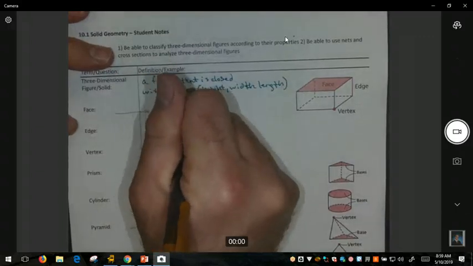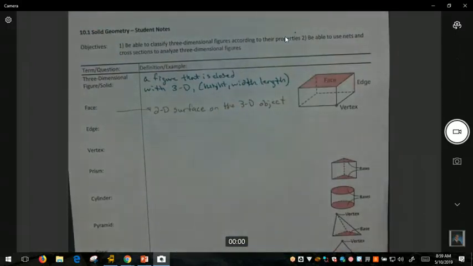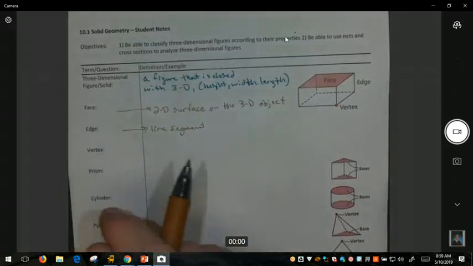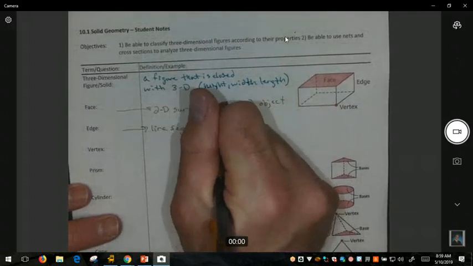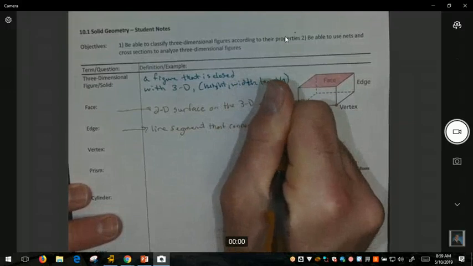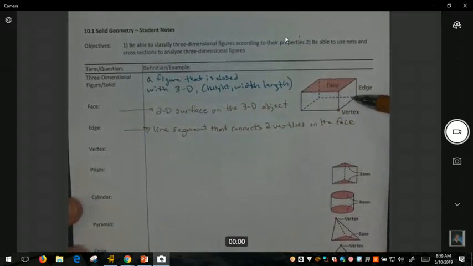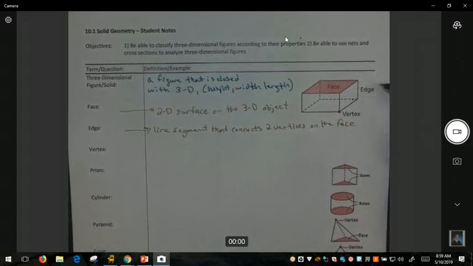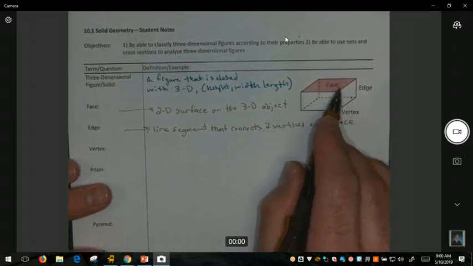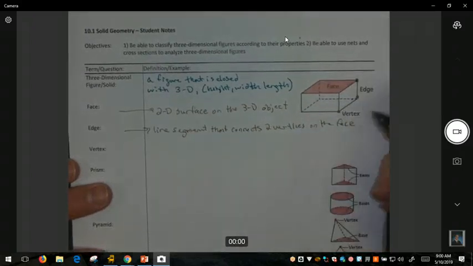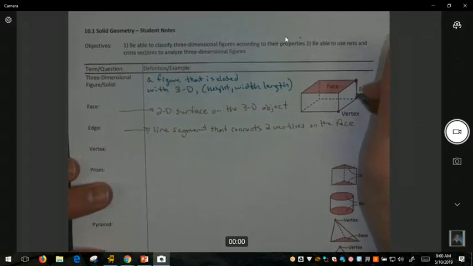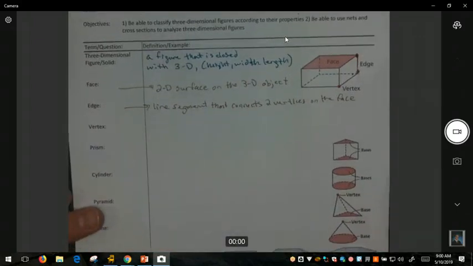A face is a two-dimensional surface on the 3D object. An edge is a line segment, has to be a line segment, that connects two vertices on the face. So here we have a three-dimensional object. This looks like a rectangular prism. And this face is two dimensions. This is also a face, it's a side or a face. This is an edge connecting two vertices on the face and the vertex right there. We already know the vertex, I'm not going to define that.